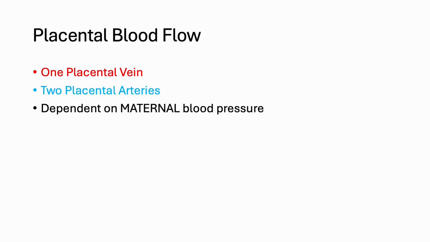Placental blood flow. You're going to have one placental vein that is red because it carries the oxygenated blood. You are going to have two placental arteries that carry blood away from the baby's heart, and those are going to be carrying the deoxygenated blood. And also to remember that this is dependent on maternal blood pressure because our uterus and the placenta do not have any ability to autoregulate flow.